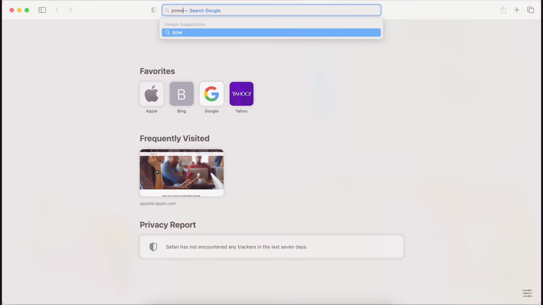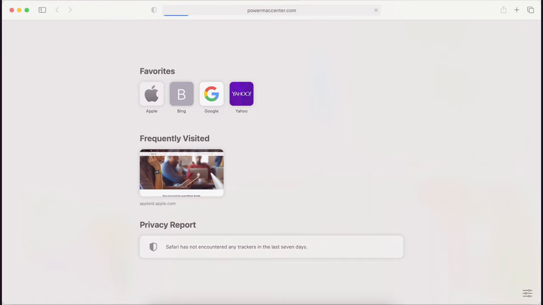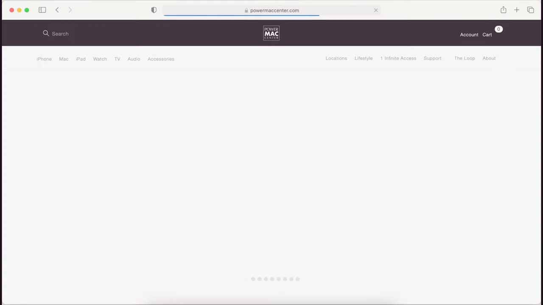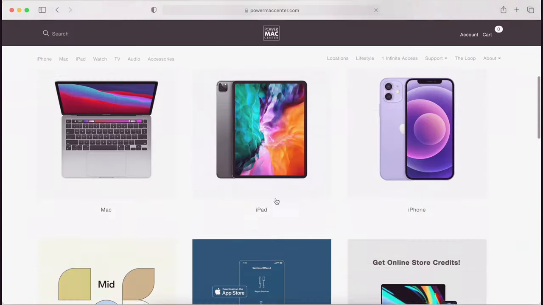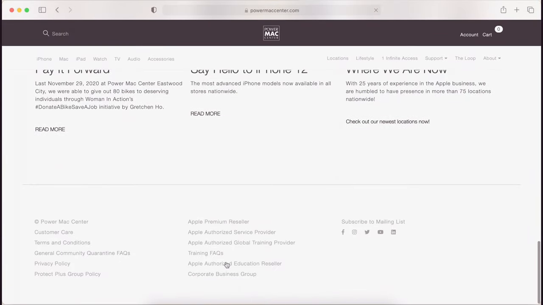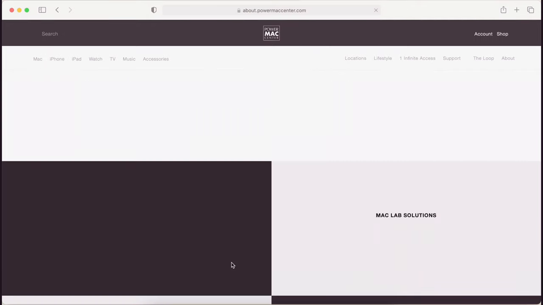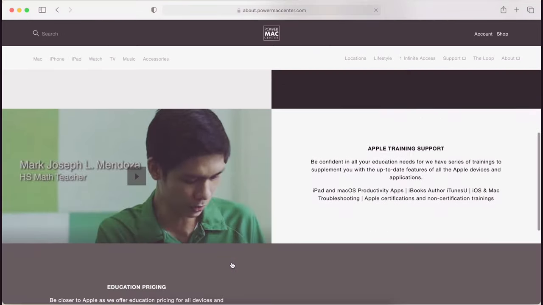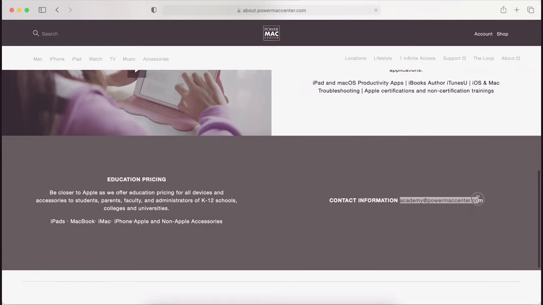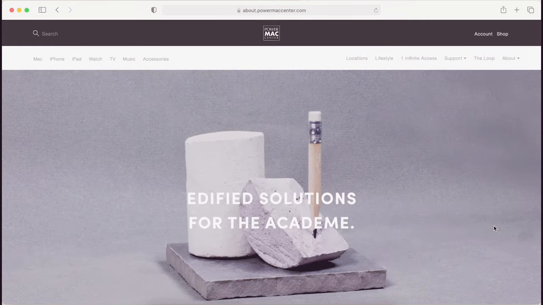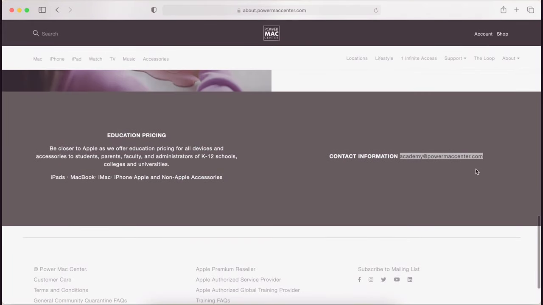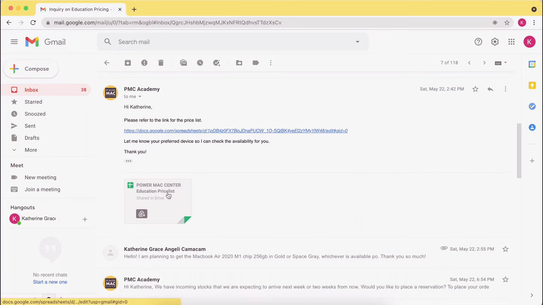So first, open their website, which is powermaccenter.com. After you've accessed their website, go to the very bottom of the page and find Apple Authorized Education Reseller. And go to the very bottom again and find their email. And go ahead and email them with the email subject inquiry on education pricing.